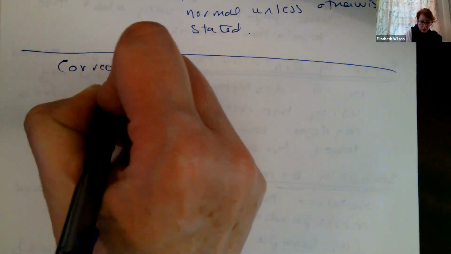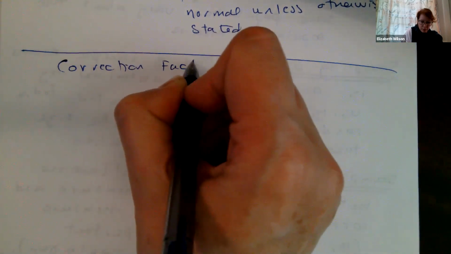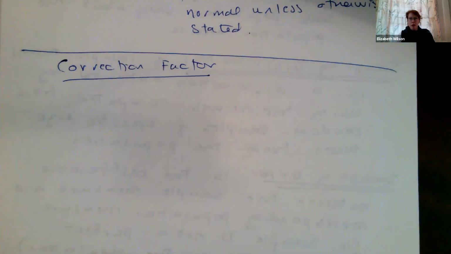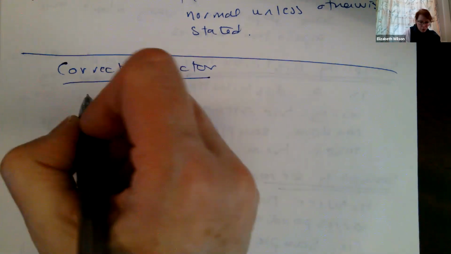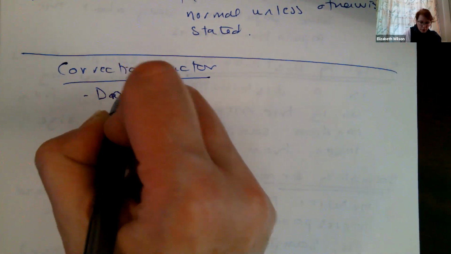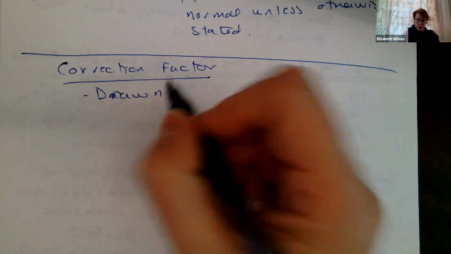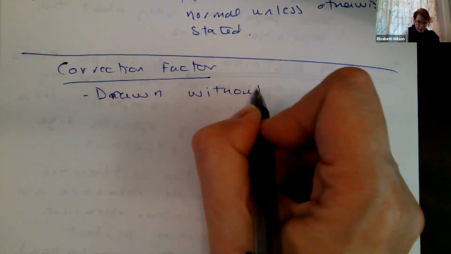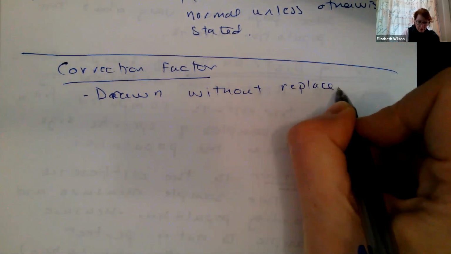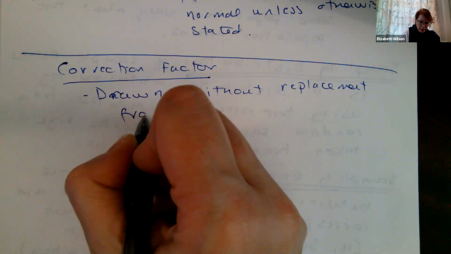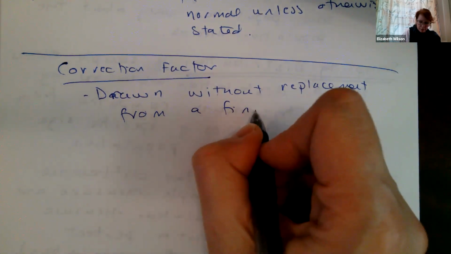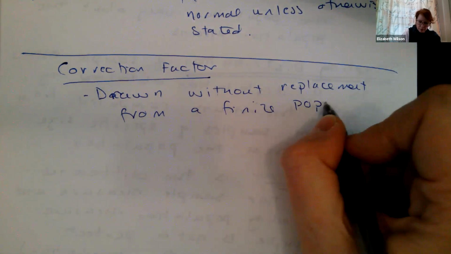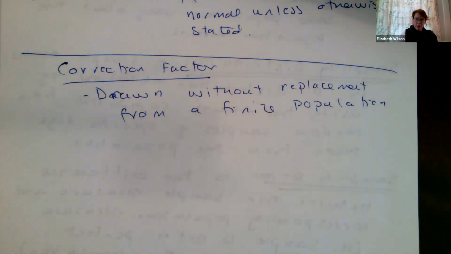I just want to throw out, our book talked about a correction factor. We typically don't use this, but because it's in our book, I want to make sure that you guys have it. So what this means is that we're drawing samples from a population without replacement, from a finite population. You may see this at some point.